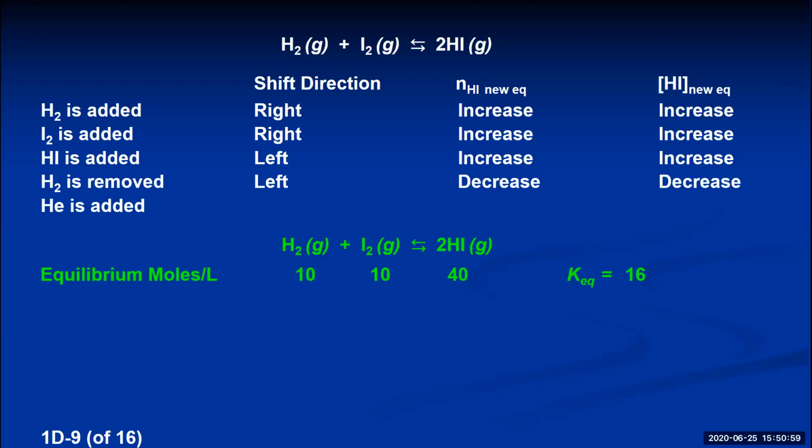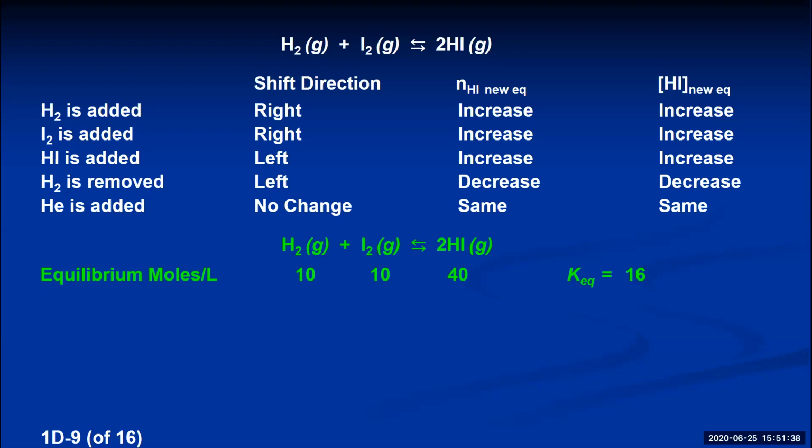So if you add an inert material, something that's not in your equation and does not react with any of the reactants or products in your equation, then it'll actually have no effect. The helium atoms will be occupying some of the space between the hydrogens and the iodines and the hydrogen iodides, but they won't affect their molarities, and so they will not cause the forward or reverse reaction to change their speeds. So this would have no change in the shift direction. You'd have the same number of moles of HI, and you would have the same molarity of HI as well.